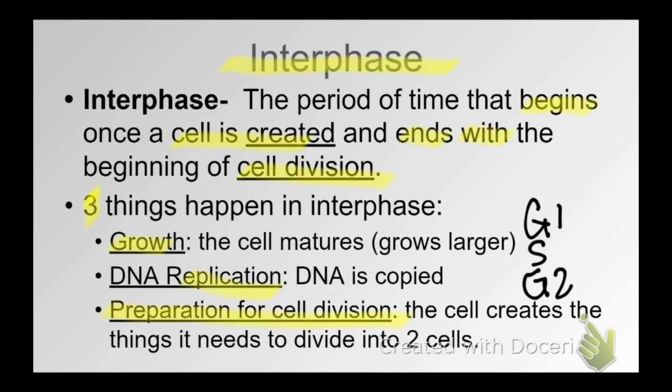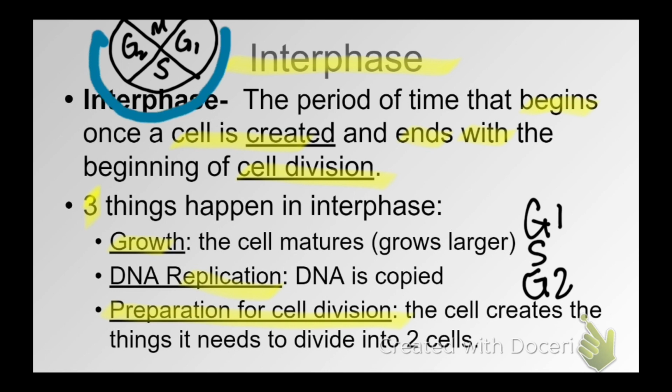Cell is created to right before it divides. It includes growth, replication, and preparing for that division. So it's G1, S, and G2. If I were to draw the cell cycle, which I'm going to, I would put G1, S, G2, and M. I'm going to draw a circle around it, separate it into 4 parts. Now, I'm going to draw an arrow from G1 to G2, and I'm going to label that interphase. All of those are a part of interphase.